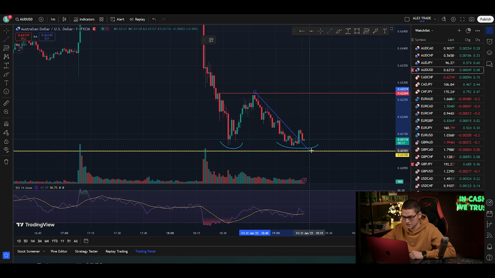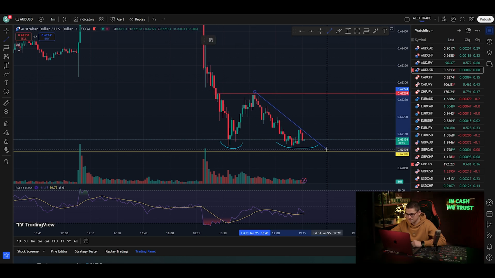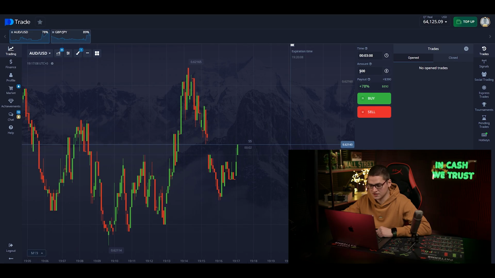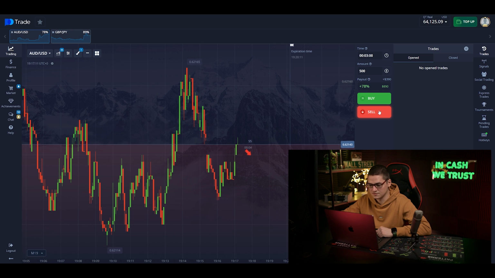We mark the resistance level and the trend line. It is obvious that the price is going down and we will open a short position. There may be some adjustments, but if anything happens, we will work them out too. Let's go to the trading terminal and open a short position.